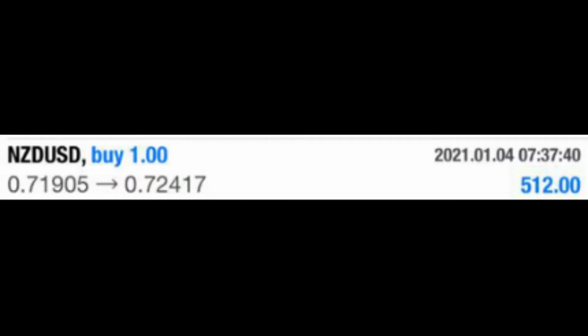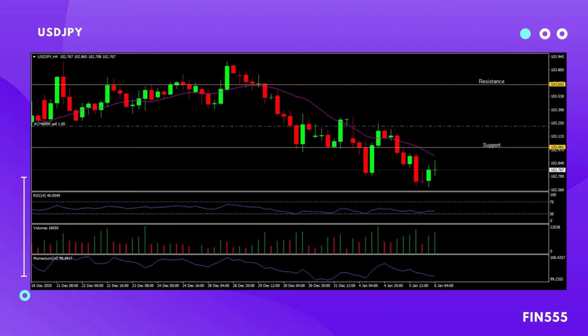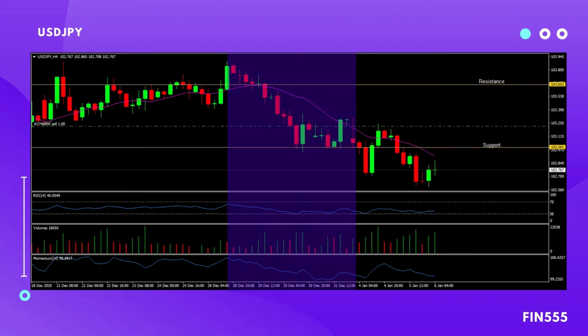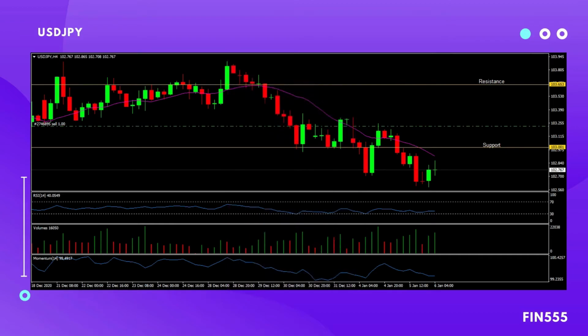This is the result of my trade on 4th January. And I closed my trade on 6th January, which is 2 days, with a profit of 512 USD. This is the USD JPY pair. Analysis from 28th December 2020 until 4th January 2021 will be highlighted for our trading plan.